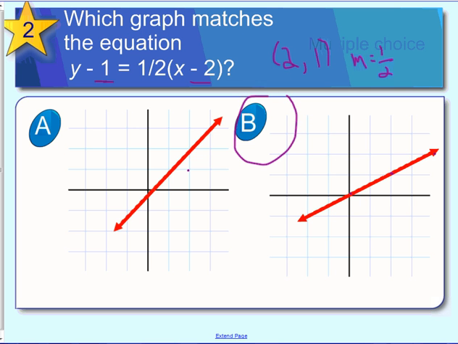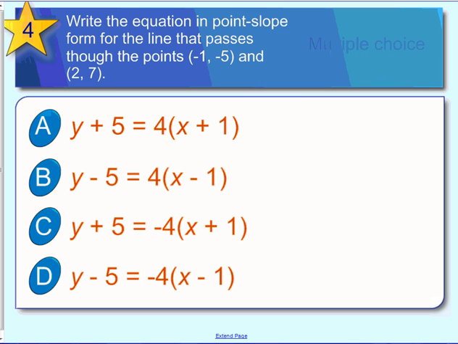All right, so last but not least, what I'd like you to do in your notebook is write the equation in point slope form for the line that passes through the points -1, -5, and 2, 7. Now remember, they're not giving us a slope, so we need to find our slope first and then write the equation. All right, so have this done for me in the next class and we will be good to go.